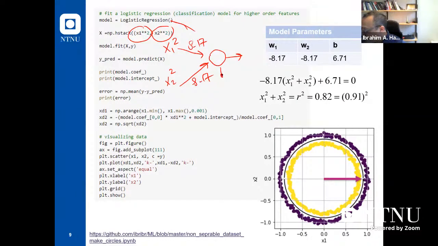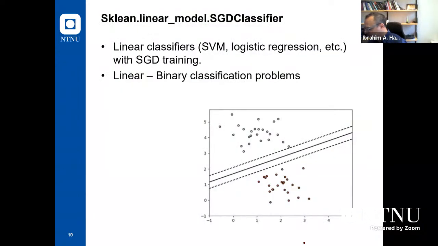8.17. So in fact, it generated a circle with radius equal to 0.91. This one is the radius. So this is a very complex data set, in fact, very, very complex. It's inseparable. And at the end, we can solve it using a simple perceptron if we play with features. So don't use the raw features, try to play with those features. When we have x1 squared and x2 squared, we call them higher order features.